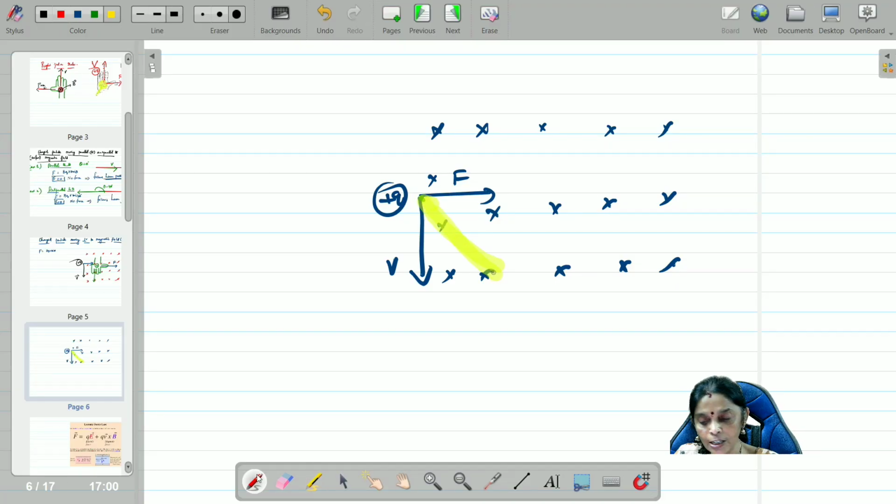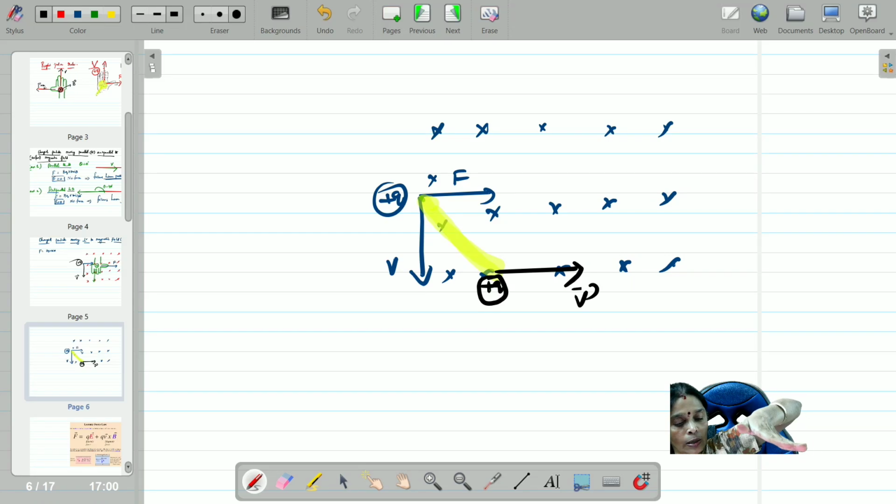While it is moving at this point, I wanted to find out the direction of the velocity vector. How can you find out? Draw a tangent at the point. When I draw a tangent at the point, this is the velocity. According to the right palm rule, this velocity is acting towards the right hand side. Magnetic field is inward. The force will be upwards. Can you see, children? So the force is upwards.